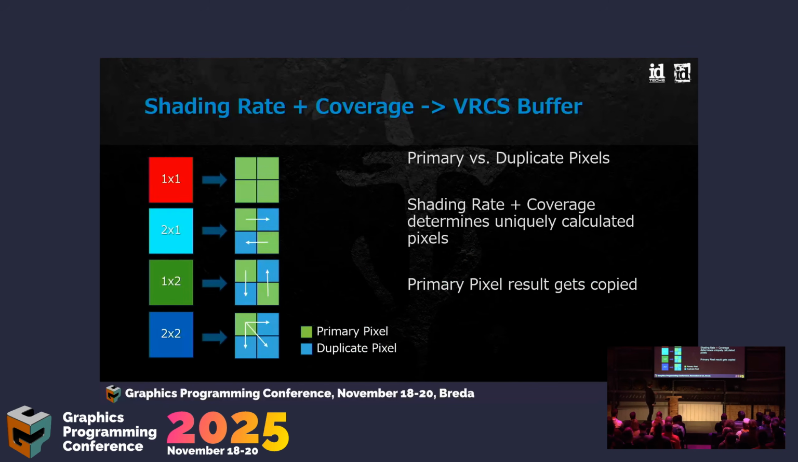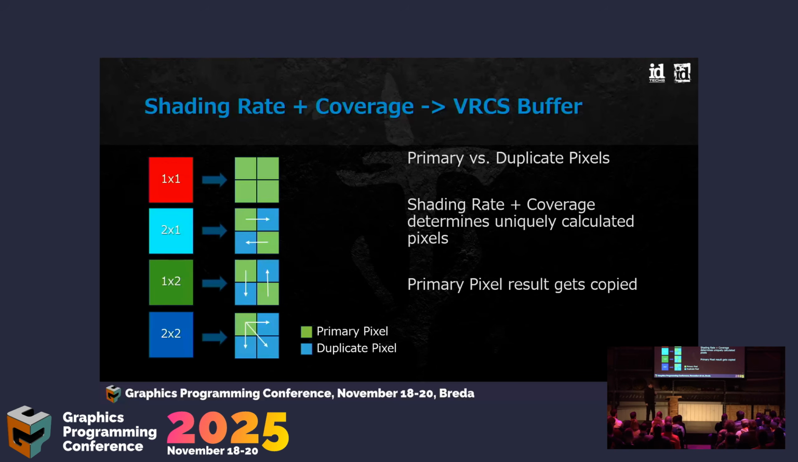So here's the mapping between shading rate and the quad configuration. The green pixels in the right column depict so-called primary pixels. That means they run a unique shading calculation, and it means it just runs the full shader. And the blue pixels, however, are duplicate pixels, and it means they receive a copy of their respective neighboring primary pixels. And the tile shading rate in combination with the primitive coverage determines the uniquely calculated pixels, and is defined like this.